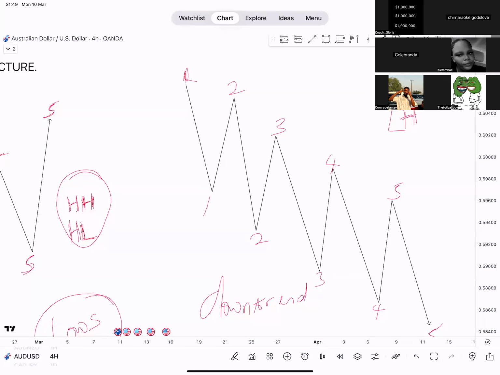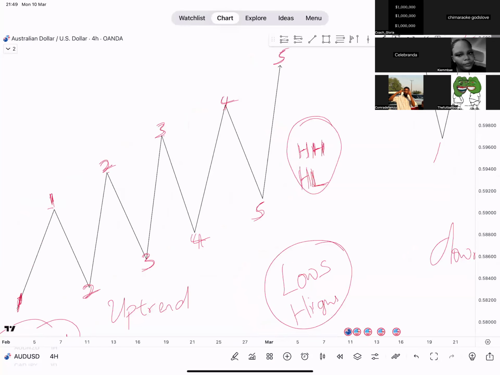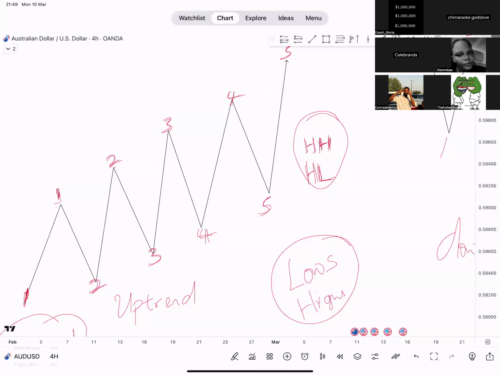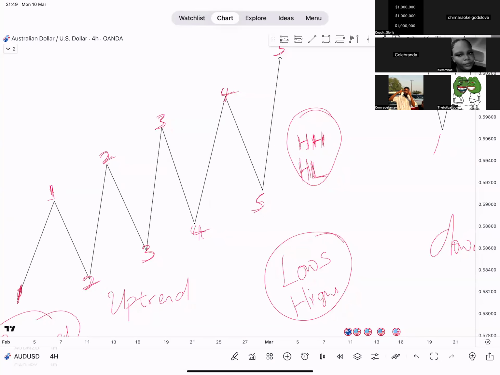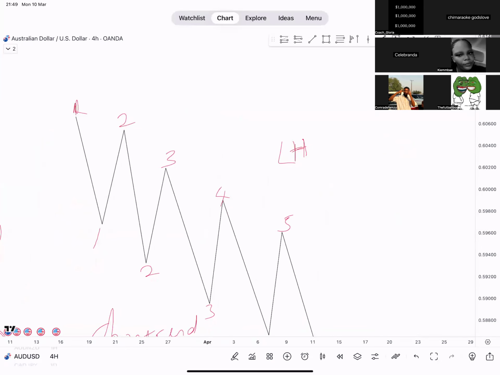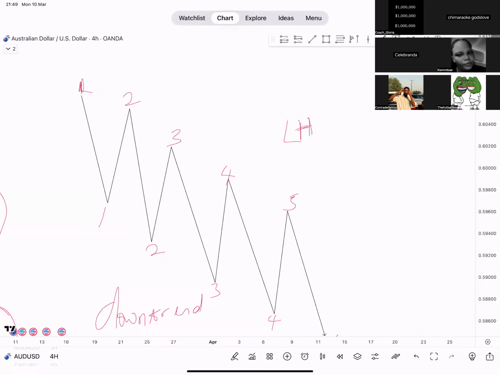So an uptrend is made up of higher highs and higher lows. These higher lows are protected lows. These higher highs are targeted highs. A downtrend is made up of lower highs and lower lows. These lower highs are protected highs. These lower lows are targeted lows.